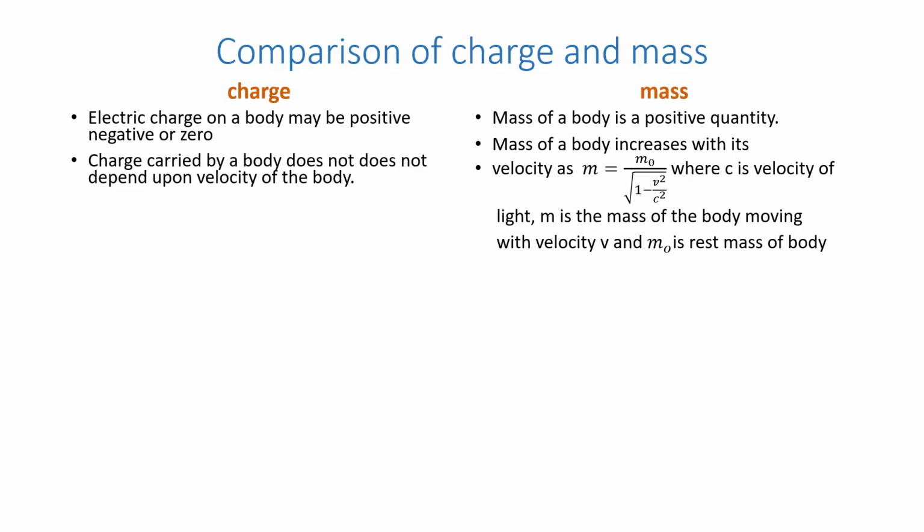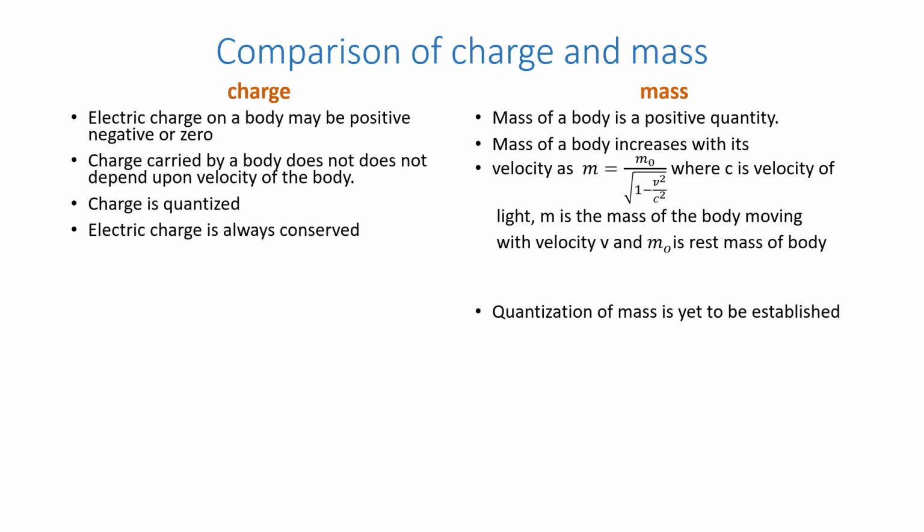There is a relation. According to Einstein's theory of relativity, m is equal to m naught upon under root 1 minus v square upon c square, where c is the velocity of light, m is the mass of the body moving with velocity v, and m naught is the rest mass of the body. As we know, charge is quantized, but quantization of mass is yet to be established. We do not know about the quantization of mass.